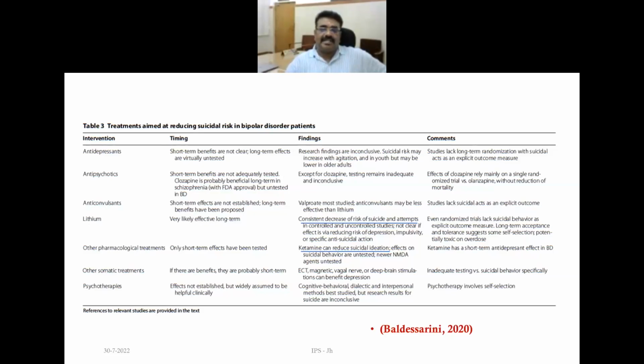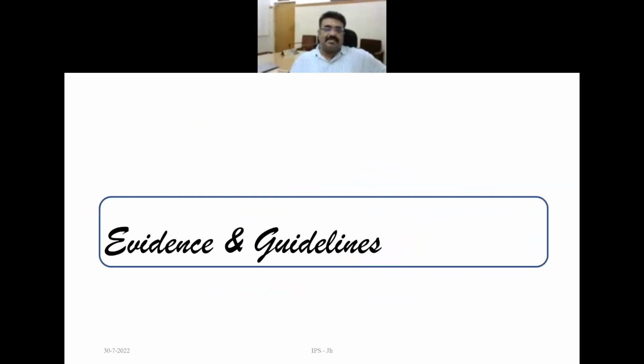And of course, we all know that ECT remains the gold standard when it comes to treating patients who have suicidal risk. So these are the three treatments that have a fair degree of evidence for using in patients with suicidal risk. So what do evidence and guidelines talk about?